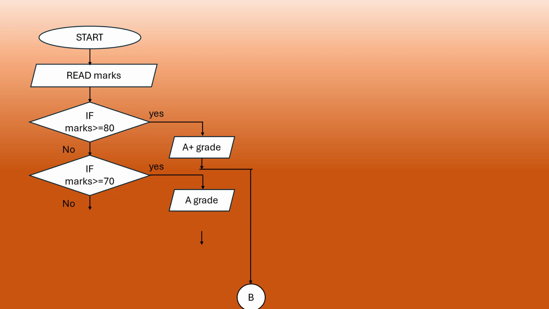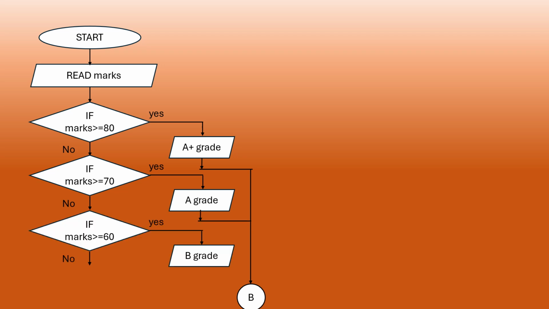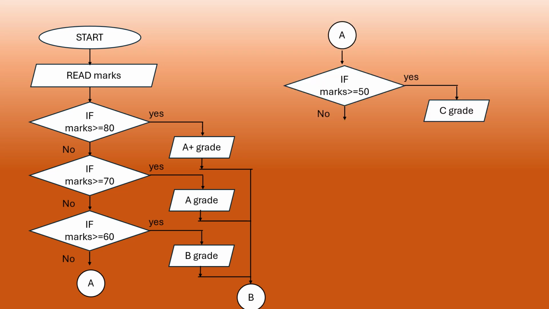If this is no again, if it is false again, then see if it is greater than 60. And if it is yes, then a B grade, proceed to the next step. And if it is a no, then check again. Since we are short of space here, we have used the on-page marker, a circle with an initial. B is representing the next step after the outputting of the grade, while A moves on to the next step when none of the conditions are true.